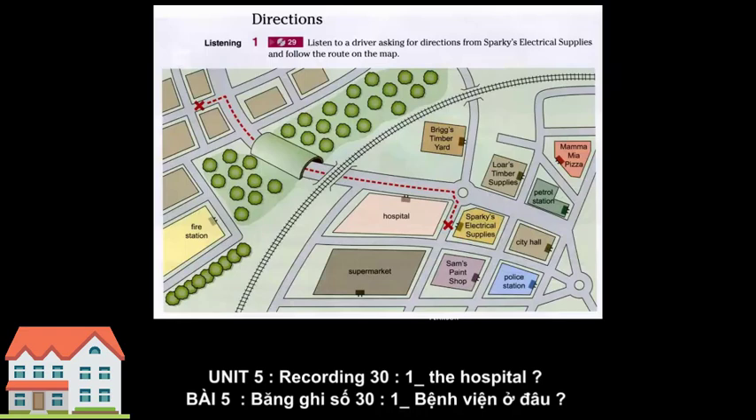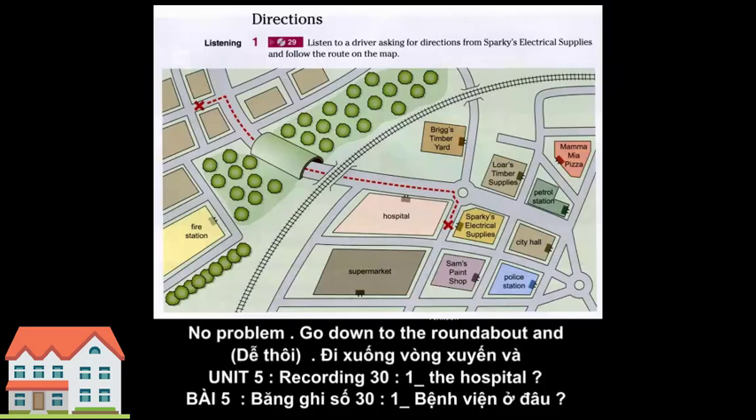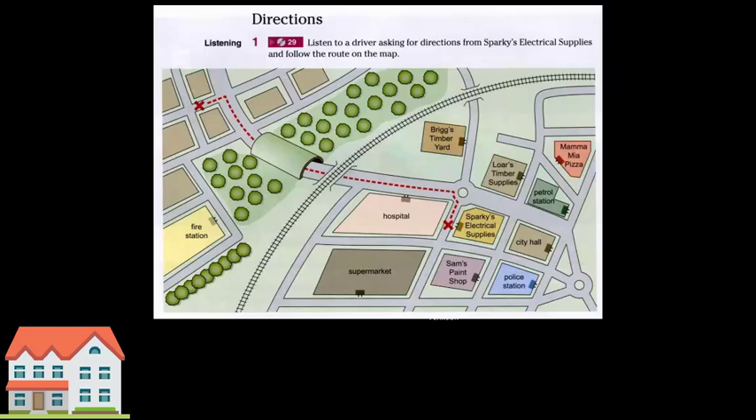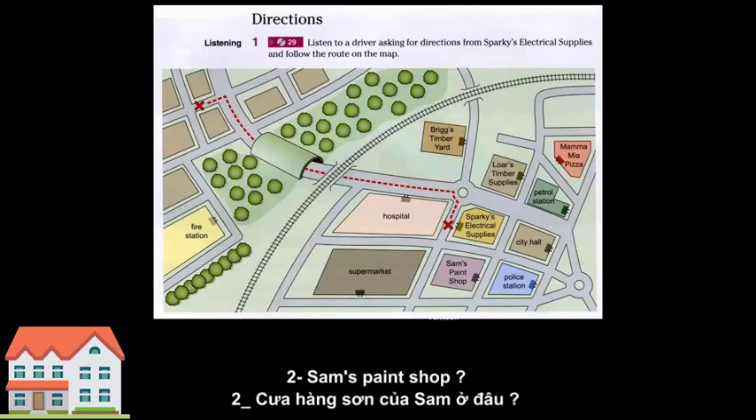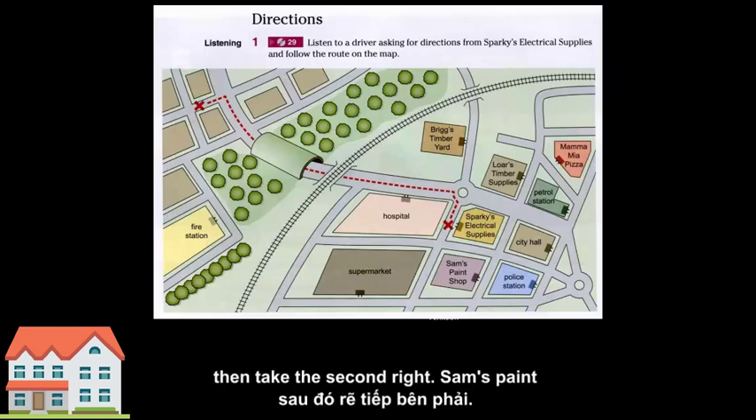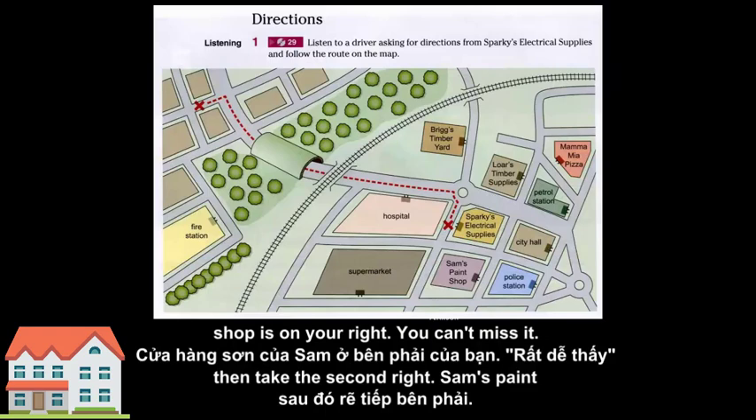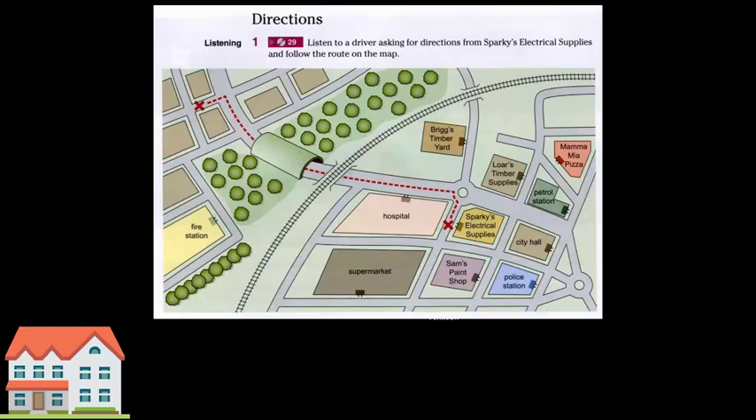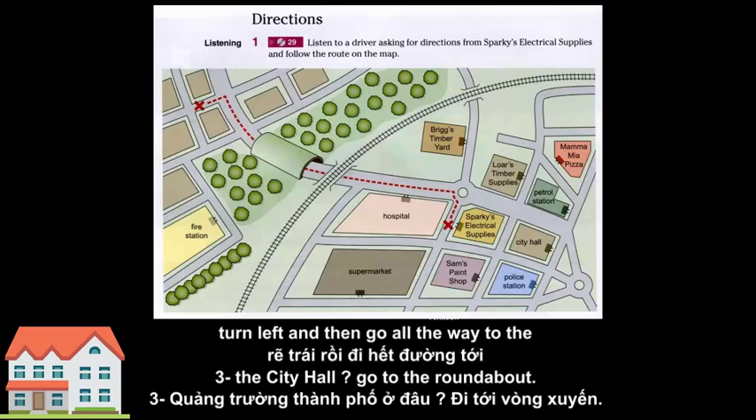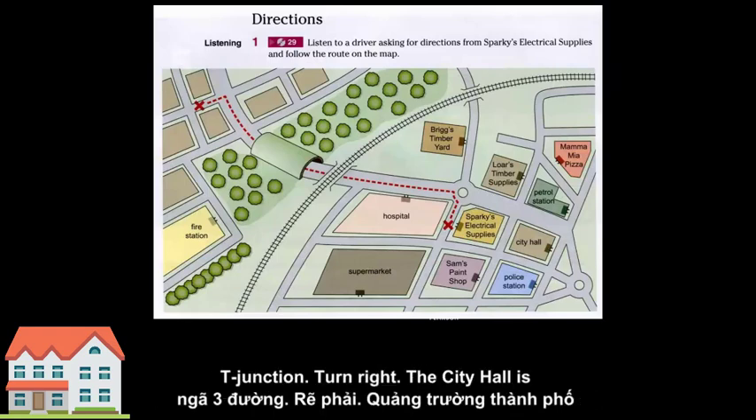Unit 5. Recording 30. 1. The hospital? No problem. Go down to the roundabout and turn right. The hospital is on your right. 2. Sam's paint shop. Go straight over the roundabout and take the first left. Then take the second right. Sam's paint shop is on your right. You can't miss it. 3. The city hall. Go to the roundabout, turn left, and then go all the way to the T-junction. Turn right. The city hall is on your right.